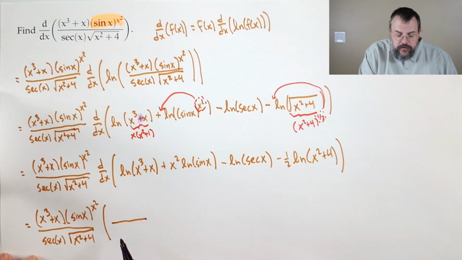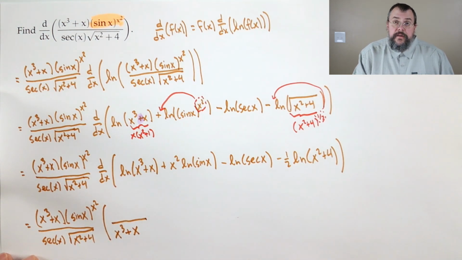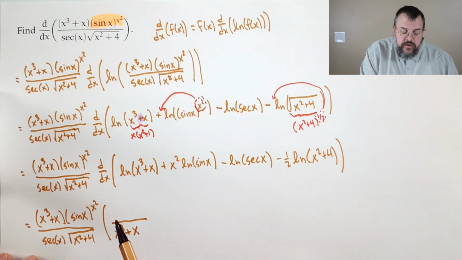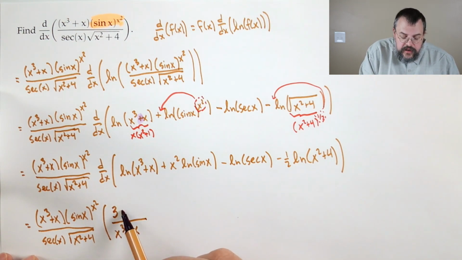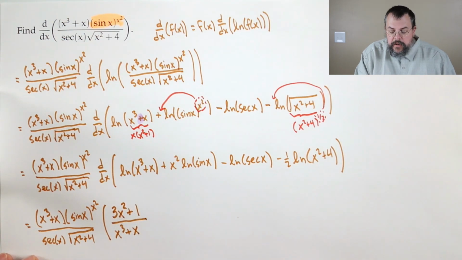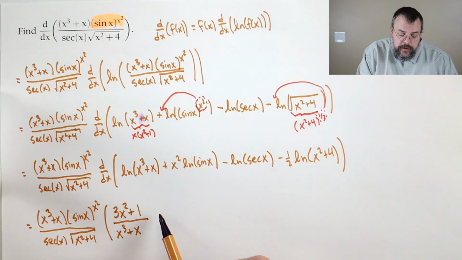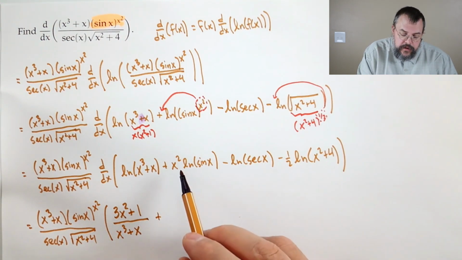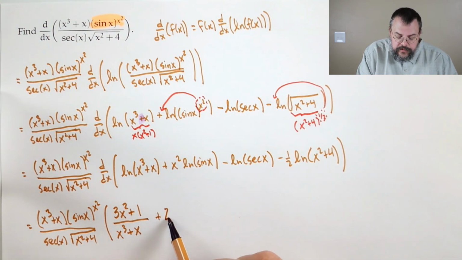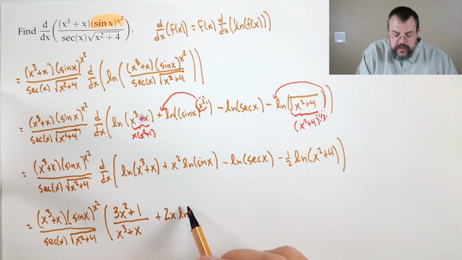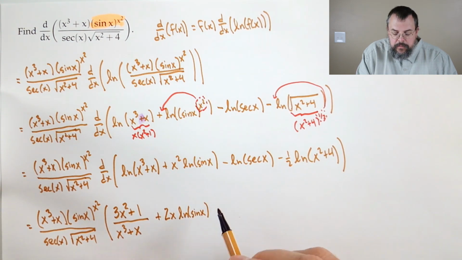It's 1 over what's on the inside, so x cubed plus x, and then you multiply by the derivative of the inside, which really means you just write the derivative upstairs. So the derivative of x cubed is 3x squared plus the derivative of x, which is 1. Here we have a product, so usually I do the derivative of the first times the second plus the first times the derivative of the second.